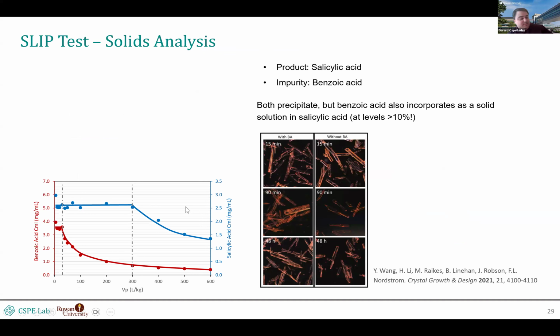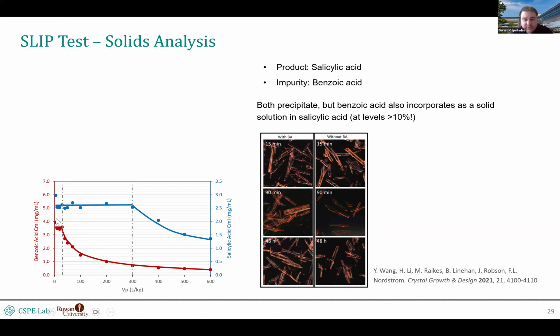So this one slip test that we did in my group was with a compound that we already knew was forming solid solutions at about 10% levels. That's benzoic acid incorporated inside salicylic acid, right? And we already knew that these had solid solutions around 10%. Those were also validated using Raman, right? And we basically designed an experiment that would allow us to have a slip one scenario.